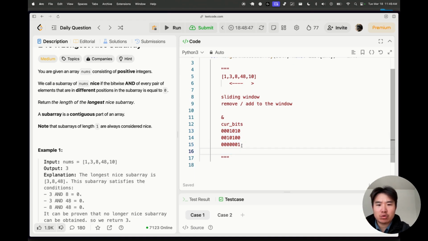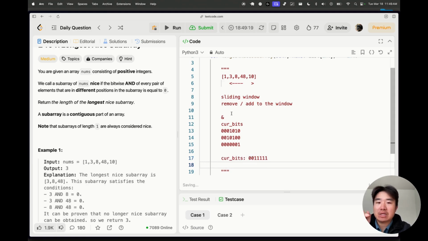So in order to store our cur bits, we kind of want to OR everything, right? Because when you OR everything, it just brings down the 1. If there's a 1 in that column, it will bring it down. So let's just say we ORed everything, it would be 0, 0, 1, 1, 1, 1, 1, right? So I think this would be our current bits. And that would be our window.